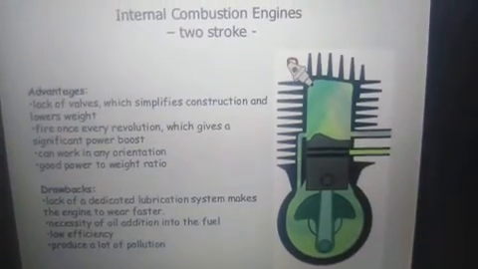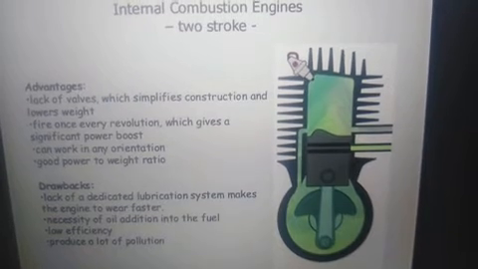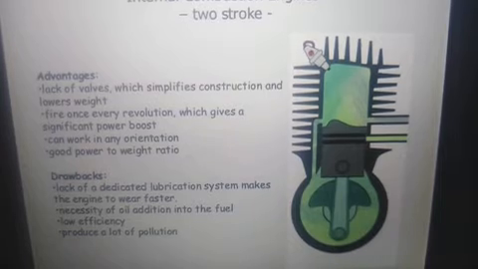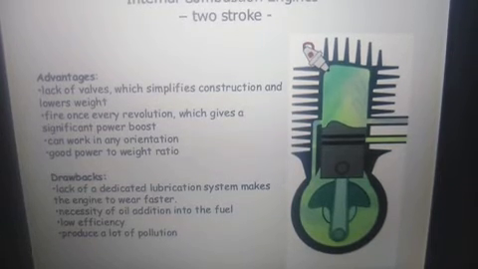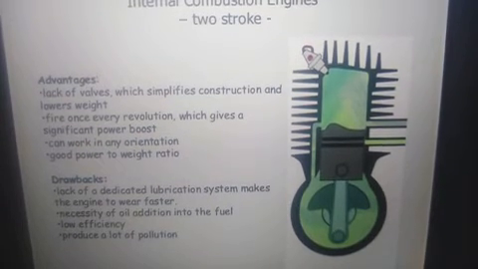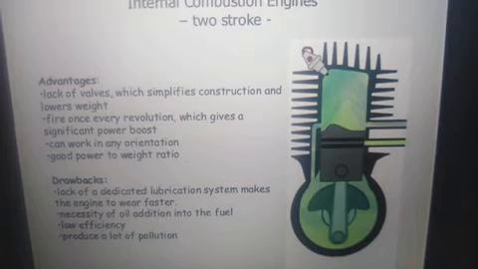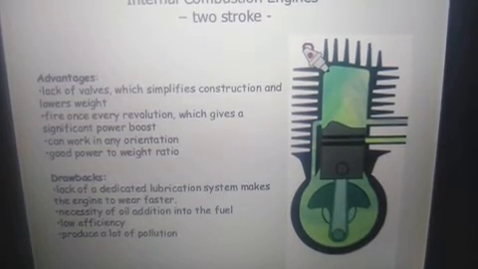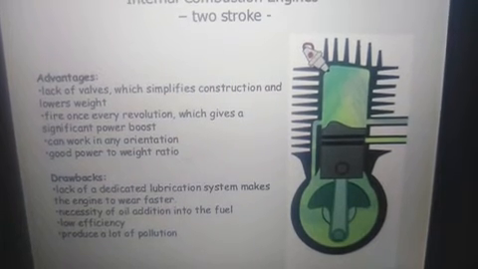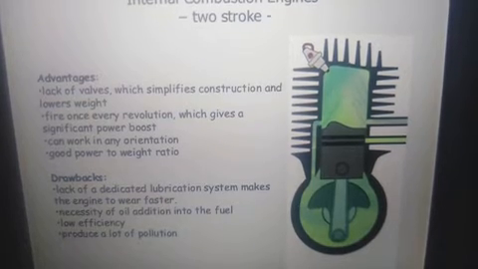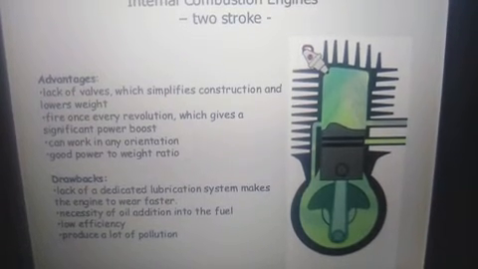So what are the advantages of this two-stroke engine? Well, the advantages of two-stroke engine over the other are lack of valves, that is less numbers of valves are used, which simplifies the construction and lowers the weight of the engine. Again, fire once every revolution, that is 360 degree revolution, it fires, and which gives significant power boost at every revolution. This is another important advantage of this two-stroke engine.